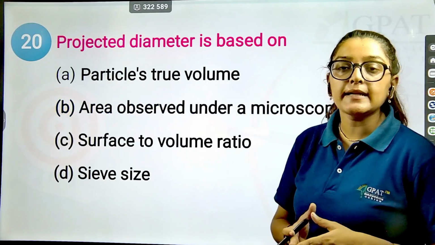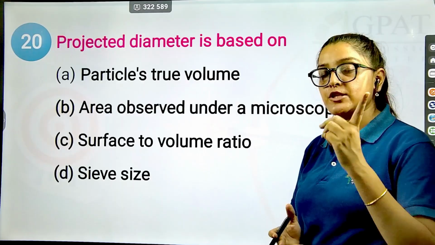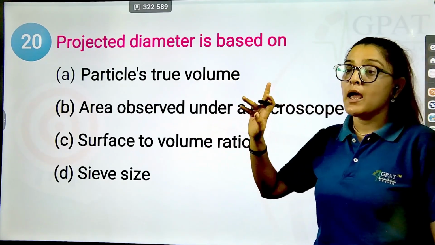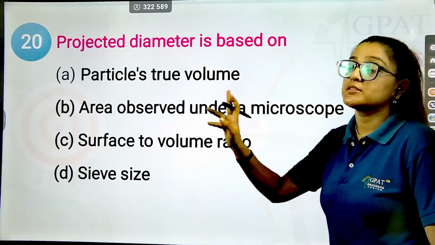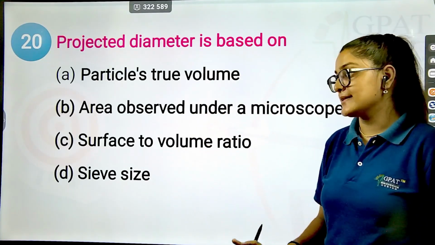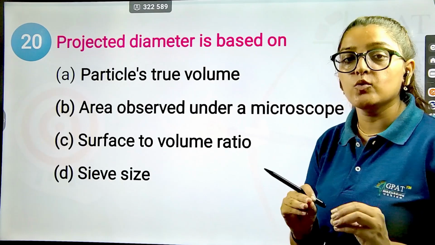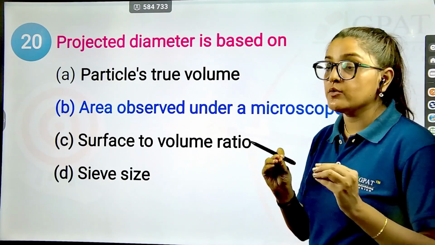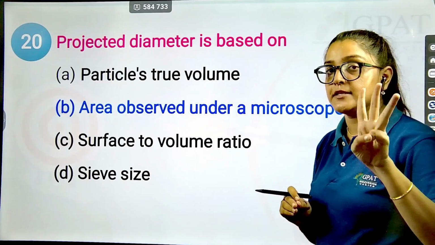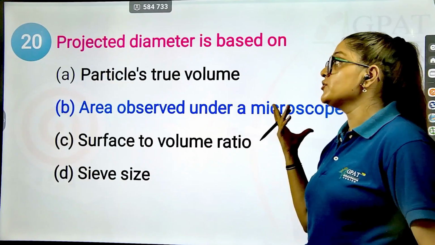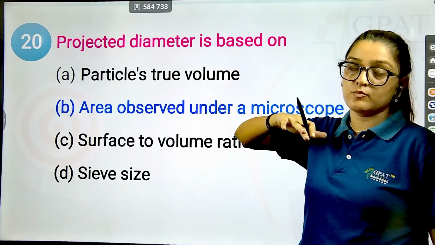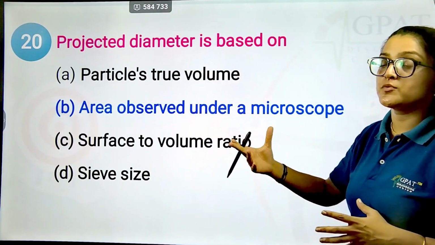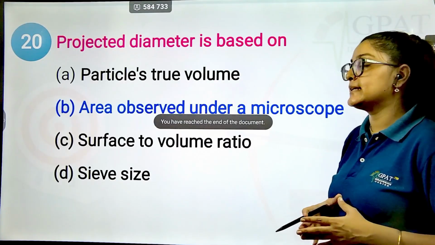Next, projected diameter is based on, I have told you three diameters: projected, Feret, Martin. So projected diameter is based on particle true volume, area observed under a microscope, surface to volume ratio, or sieve size. When I told you that under the microscope we get three diameters, projected, Feret, and Martin, when viewed from your most stable plane, it is the projected area diameter. So we have area observed under a microscope as the correct answer.